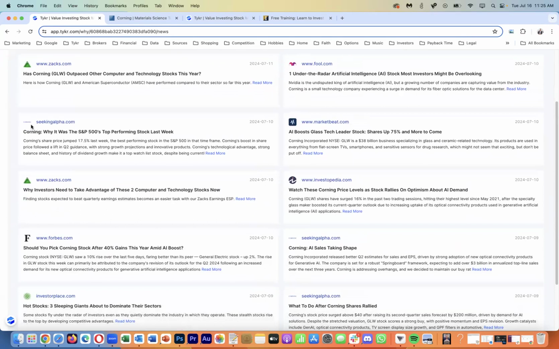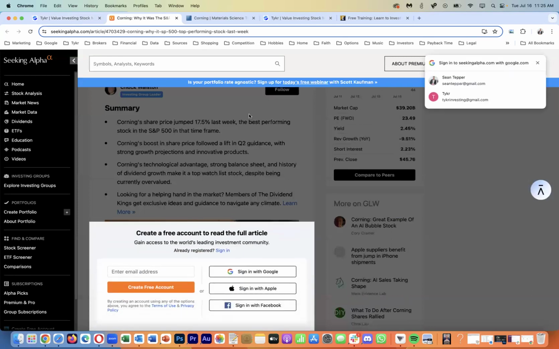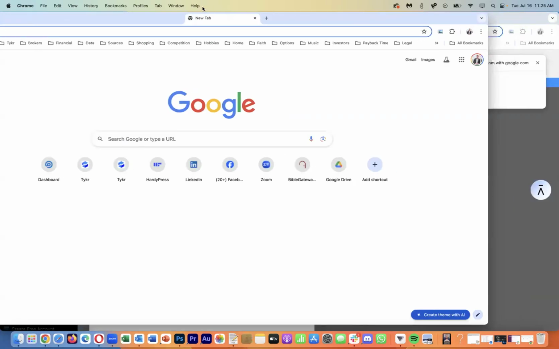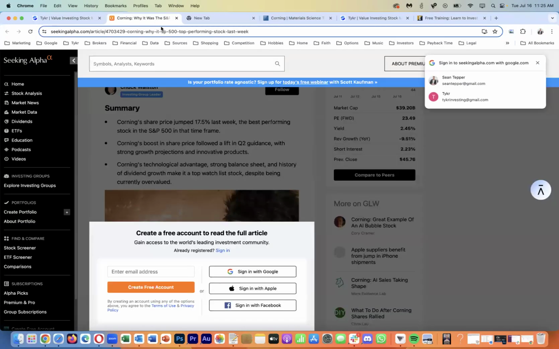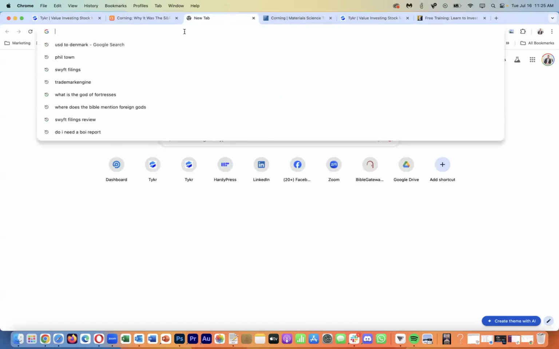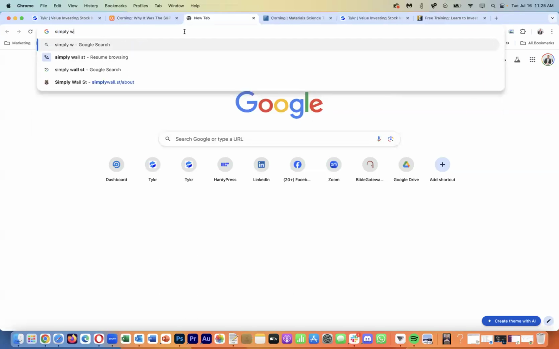Interesting. I see a lot of headlines here. Why it was S&P top performing stock. Interesting. Let's go to Seeking Alpha. Seeking Alpha is a subscription site competitive to Tykr. I like to just be transparent with our customers, and I'll never talk down about our competitors. The two best would be Seeking Alpha and Simply Wall Street. I'll show you my screen here.